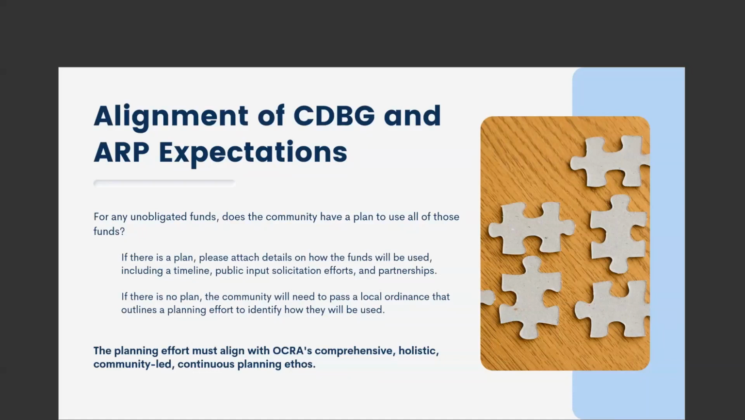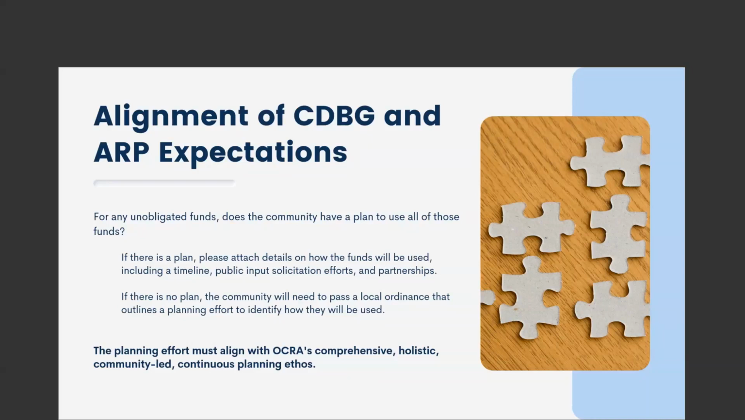Is there already a plan in place, such as a comprehensive plan that has a timeline, was involved in a public process where residents got input, and it includes partnerships and things like that? Or if you don't have a plan already, have you taken official action and outlined how you will go about a planning process?